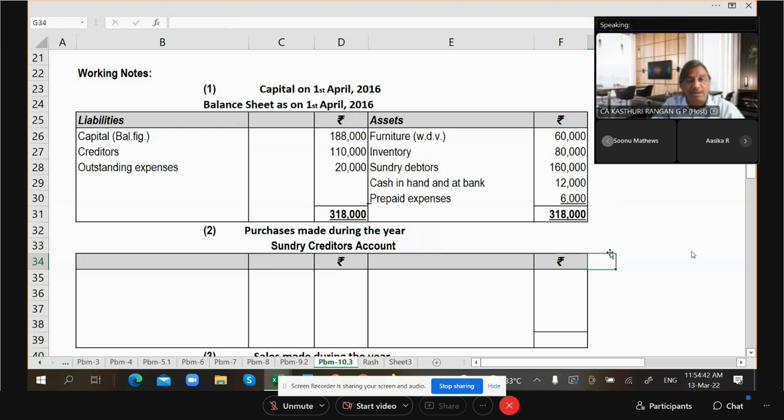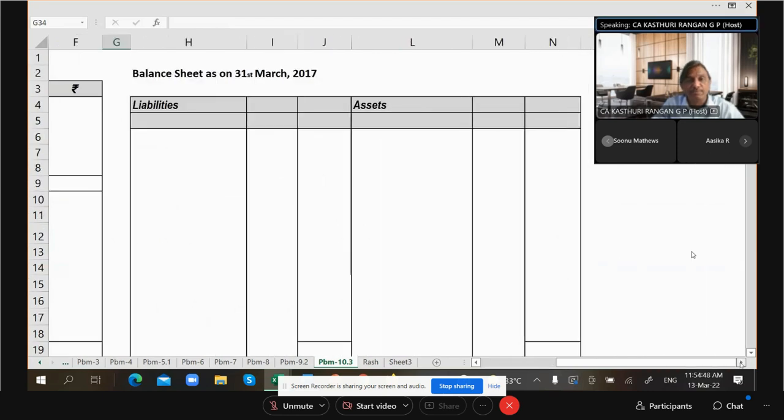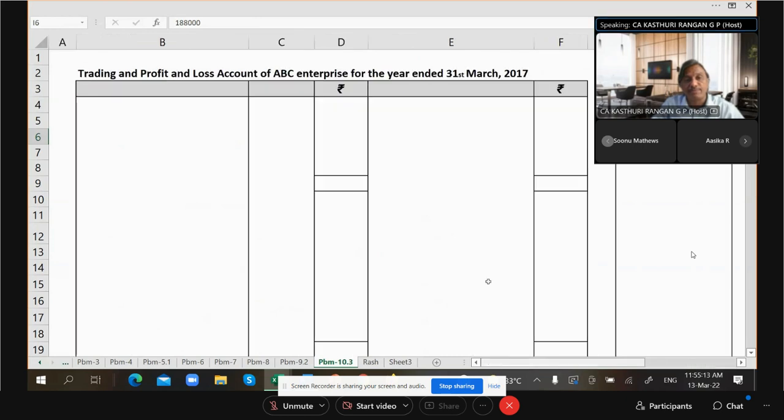So where will you put the opening capital? Sorry, in the closing balance sheet, you put capital as on 1-4-16 in the inner column, 1,88,000. So from working note number 1, you found opening capital. Put it in the inner column, capital as on 1-4-16 in the closing balance sheet.